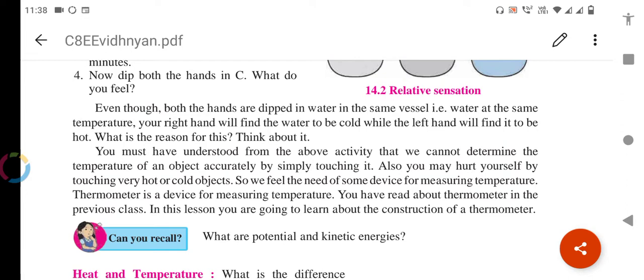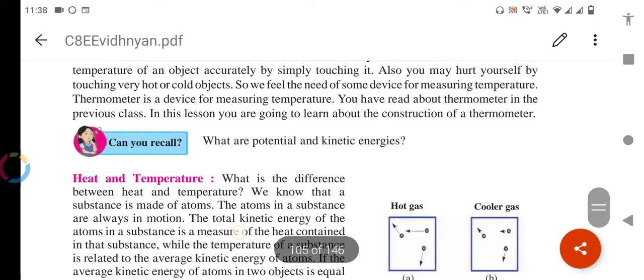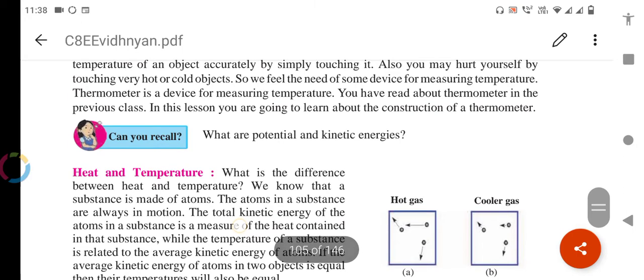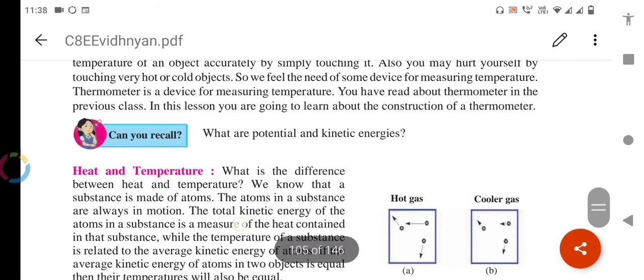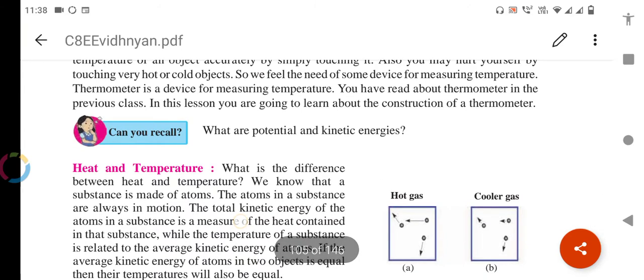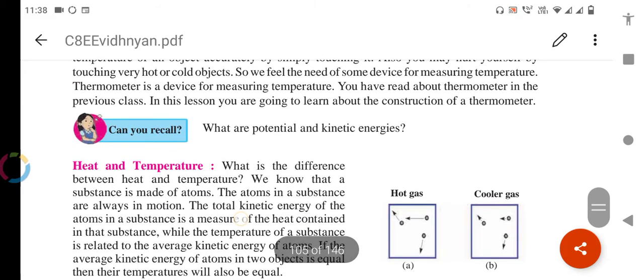What is the reason for this? Think about it. You must have understood from the above activity that we cannot determine the temperature of an object accurately by simply touching it. Also, you may hurt yourself by touching very hot or cold objects. So we feel the need of some device for measuring temperature. That is, thermometer is a device for measuring temperature. You have read about thermometer in the previous class. In this lesson you are going to learn about the construction of thermometer.